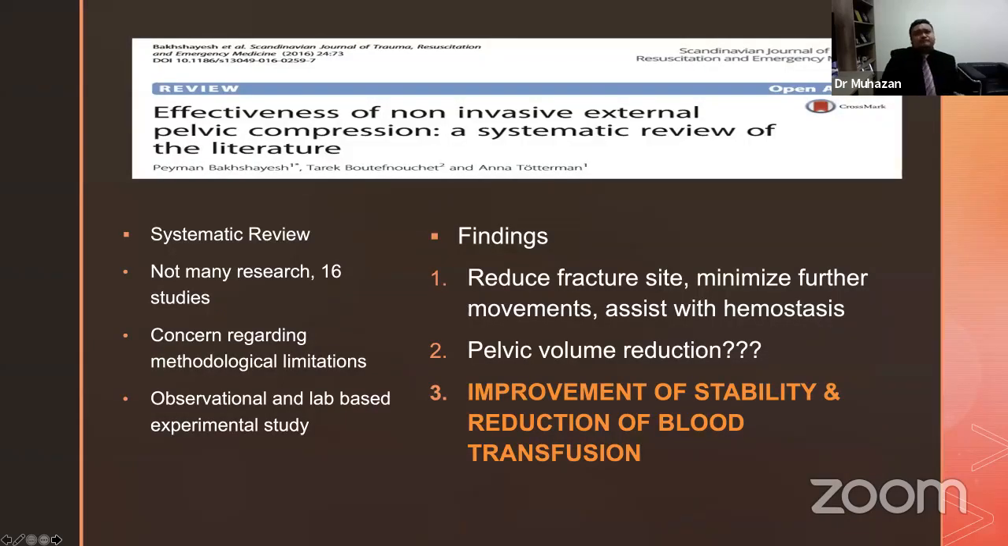Now, then you ask me, is there any evidence on what you say? All right. We have looked through a lot of guidelines and literature. There is one systematic review. Although they found that not many studies have been done in pelvic injury, they saw 16 studies. There was some concern regarding the methodology, and it's more observational and lab-based study. But one thing that they established from this review is that it assists with hemostasis, and it improves stability and reduces the amount of blood being transfused.